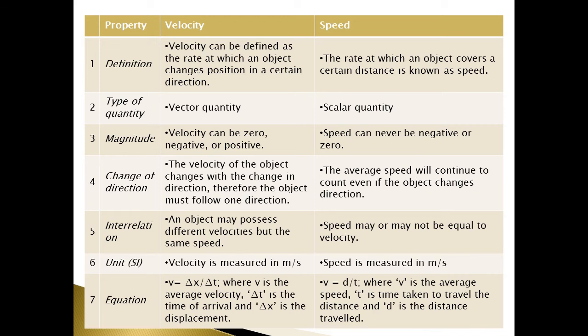For velocity, v is equal to delta x over delta t, where v is the average velocity, delta t is the time interval, and delta x is the displacement. For speed, v is equal to d over t, where small v is the average speed, t is the time taken to travel the distance, and d is the distance traveled.